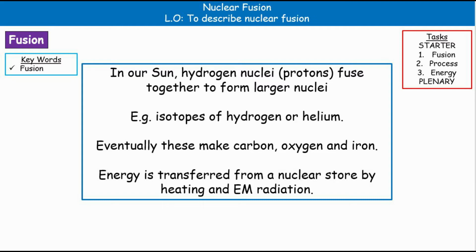As that's also happening, we're getting an energy transfer. So the energy is being transferred from a nuclear store by heating and electromagnetic radiation. And it's that electromagnetic radiation that travels through space from our sun to us here on Earth and allows us to have these lovely warm days that we get every once in a while.